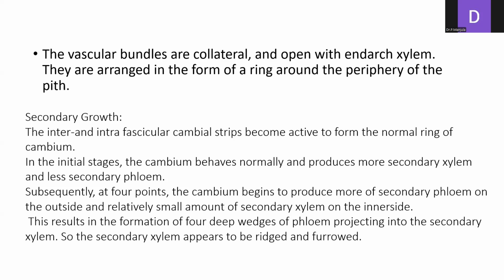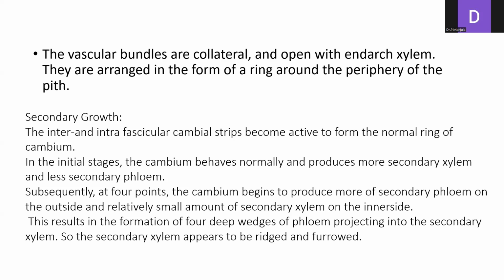Normally, it produces more secondary xylem towards the inner side and less secondary phloem towards the outside, equally. But here, only at the four points, it produces more secondary phloem. So this is the abnormal activity in the Bignonia.